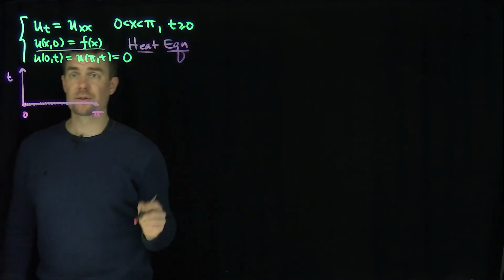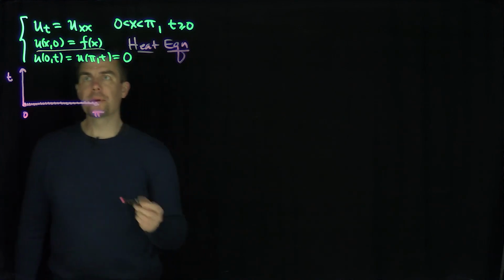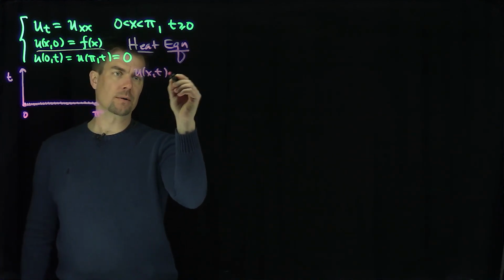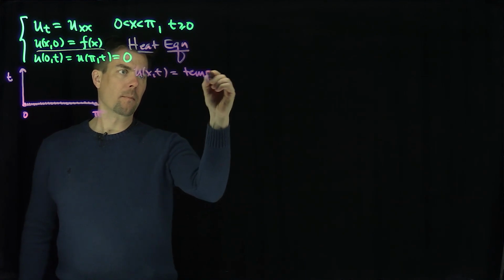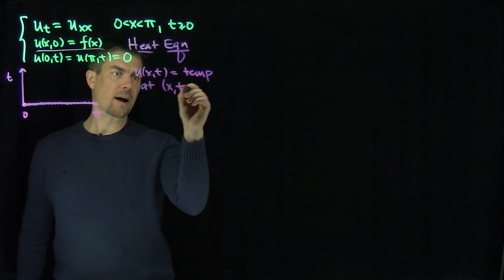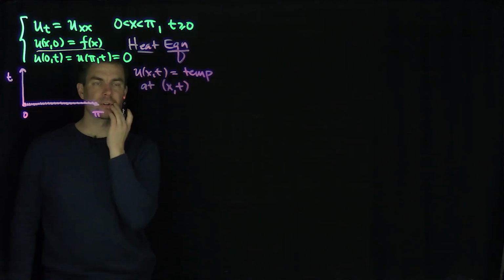It follows from Fourier's law of conduction. And this function u of x, t is going to give the temperature, so u of x, t is just the temperature at the point x along the wire at time t, right? That's the temperature of that location over here.